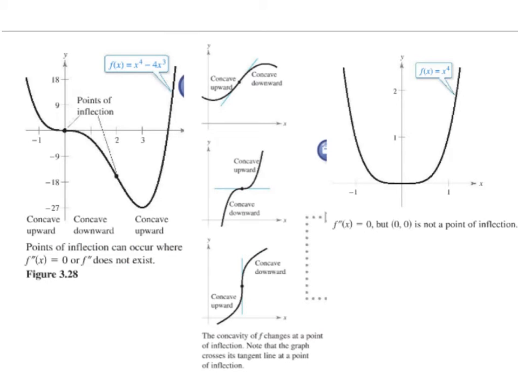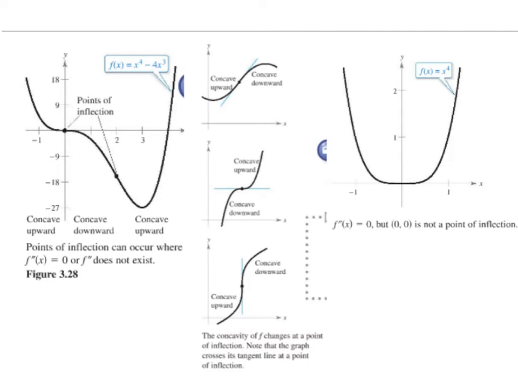So here are some examples, and I think I got most of these from your textbook. Noting the point of inflection, here's the graph. This is a polynomial graph, and you can see it's decreasing all the way to here and then increasing, but here's the change in concavity. The points of inflection can occur where the second derivative is equal to 0 or the second derivative does not exist. A second derivative that does not exist would be like a vertical tangent line or some kind of corner.